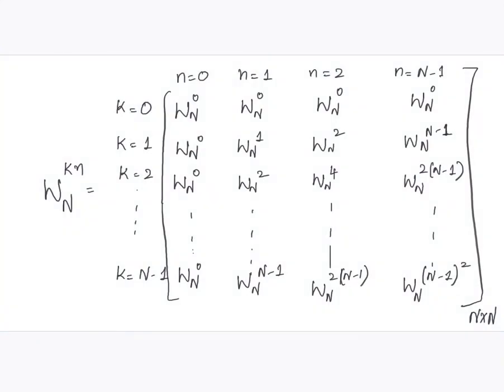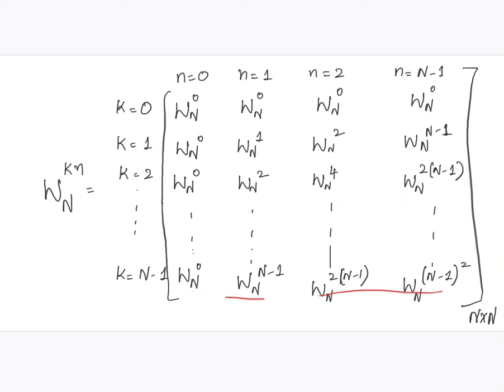If you are writing the matrix in terms of the twiddle factor, it can be written as omega N and the terms raised to kn, so k equal to 0 to N minus 1 and n equal to 0 to N minus 1. So the equation has to be written in terms of k and n, that is omega N raised to kn. All the terms are written in terms of omega N raised to kn.